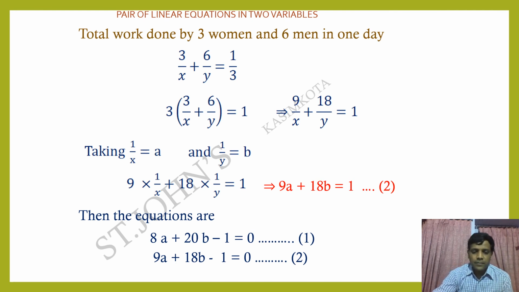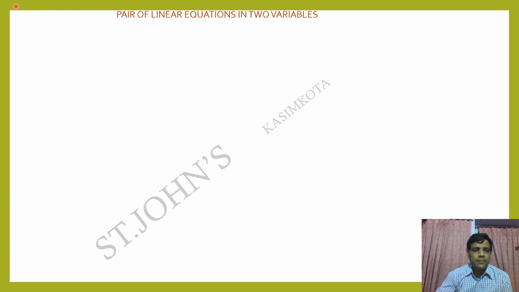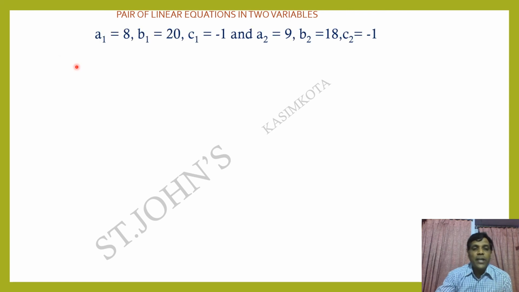Okay. Next step. First of all, write the coefficients a1, a2, b1, b2, c1, c2. a1 equals 8, b1 equals 20, c1 equals -1, and a2 equals 9, b2 equals 18, c2 equals -1.